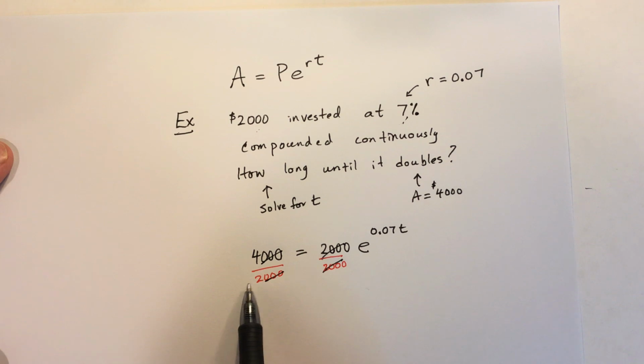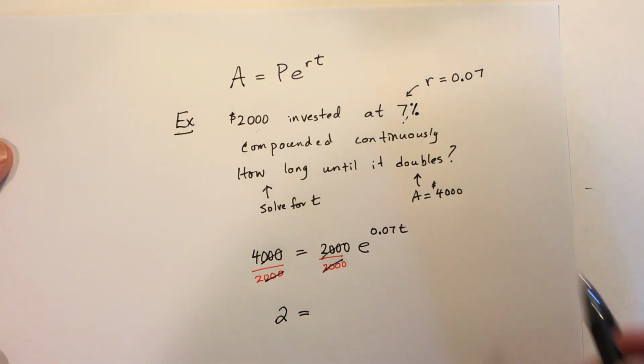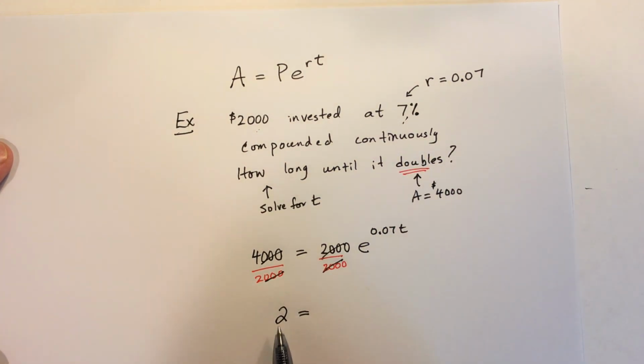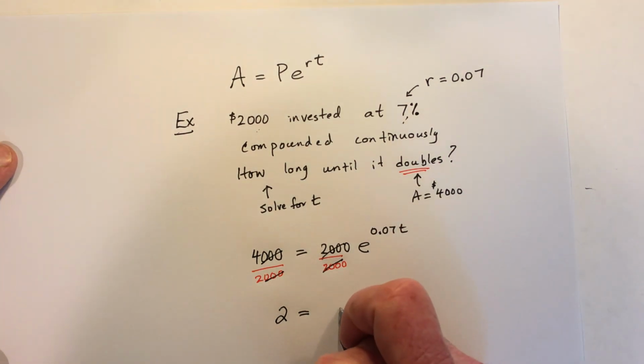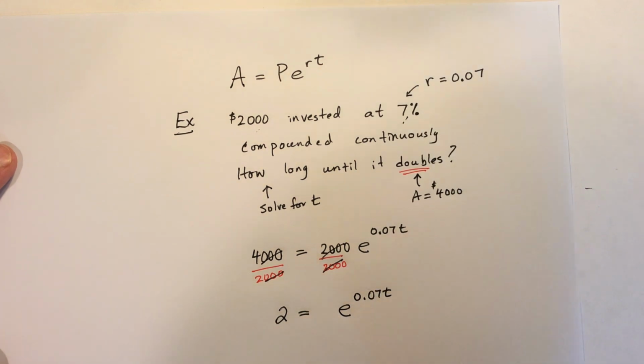And what's left is 4 divided by 2, which is 2. And the reason that's 2 is because it said double. If this happened to say triple, this would be a 3. So it says 2 equals e to the 0.07t.